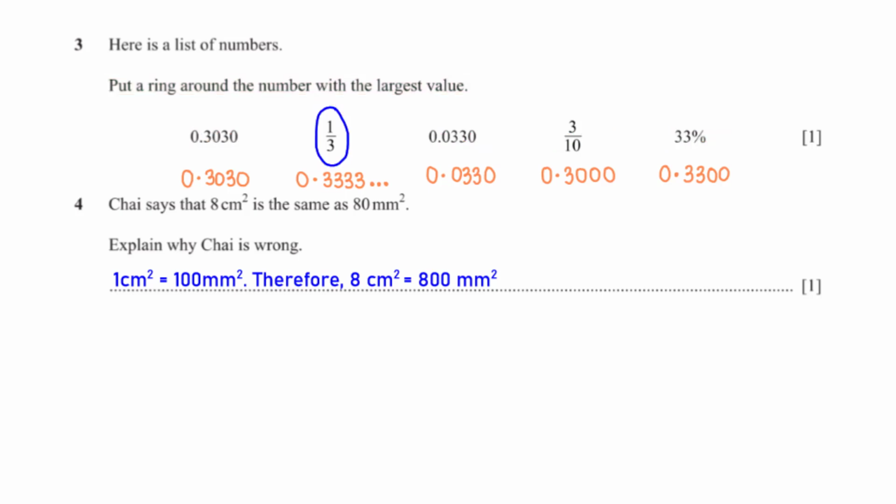Kai says that 8 centimeters squared is the same as 80 millimeters squared. Explain why Kai is wrong. 1 centimeter squared is equal to 100 millimeters squared. Therefore, 8 centimeters squared is equal to 8 times 100, which is 800 millimeters squared.